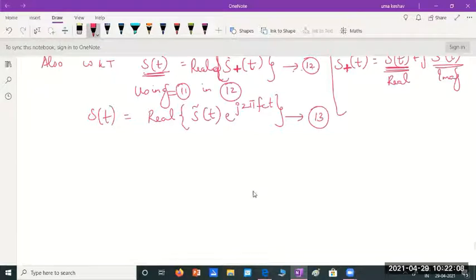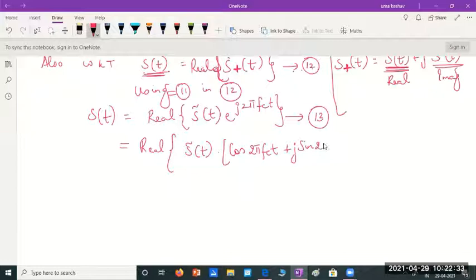Okay, till this point we have written. In the next step, I will just expand this. I'll keep this still as it is. What could I write e power j 2 pi fct in terms of cos and sine? E power j theta can be written as cos theta plus j sine theta.